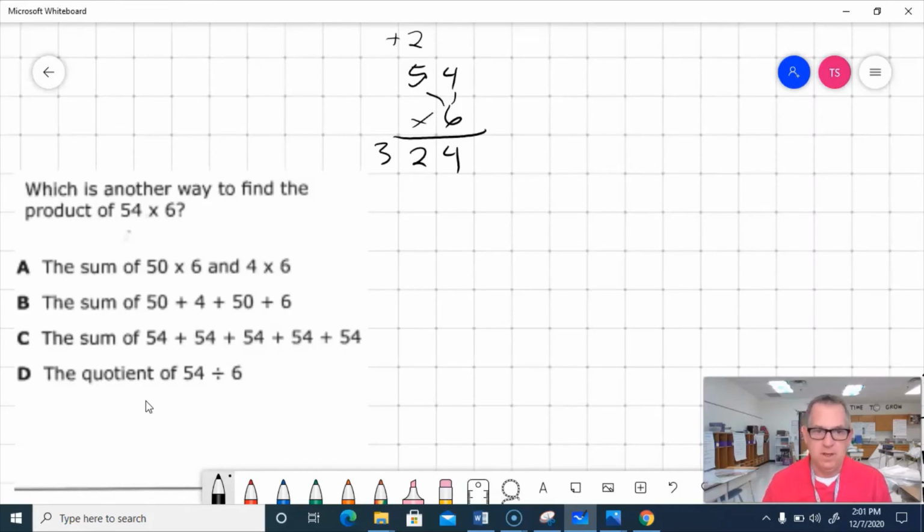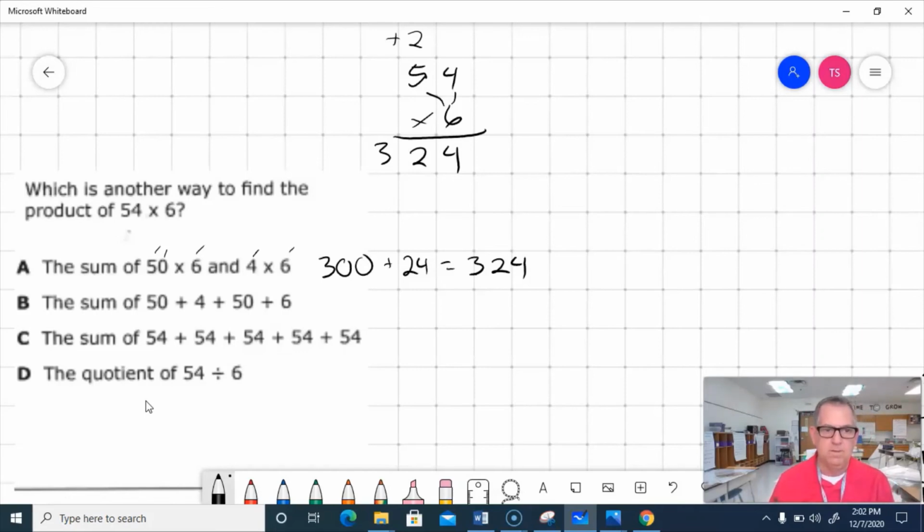Okay, let's check and see. I know 50 times 6, all I have to do is multiply 5 times 6, and 5 times 6 is 30. And then I put the 0 to mark my place value. So 50 times 6 would be 300, and I know 4 times 6 is 24. So that would be 324. Okay, answer choice B, the sum of 50 plus 4 plus 50 plus 6.